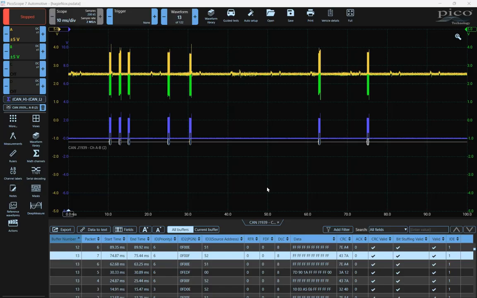So this is probably enough for this video. This is an example of real data that was taken, and we used the oscilloscope to very quickly get the customer back in the field and get the machine fixed.